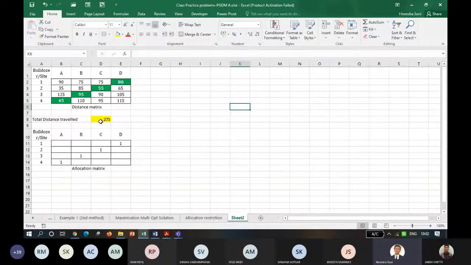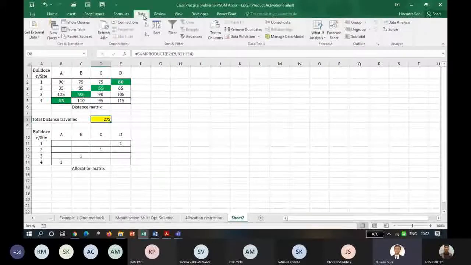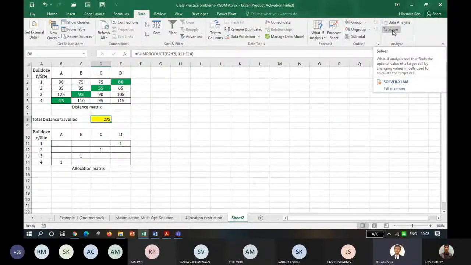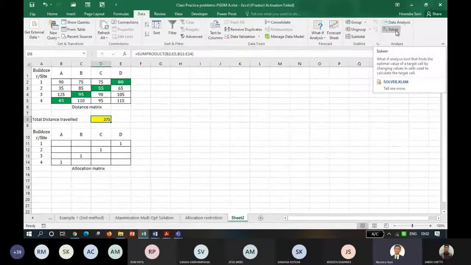Fine. अब चीज क्या है कि this becomes my objective function, which talks about exactly what is the total distance traveled. Now what we'll do is we'll go to the Data tab. You will find Solver here. Is there anybody who is not able to see Solver there? Then they will have to activate it.